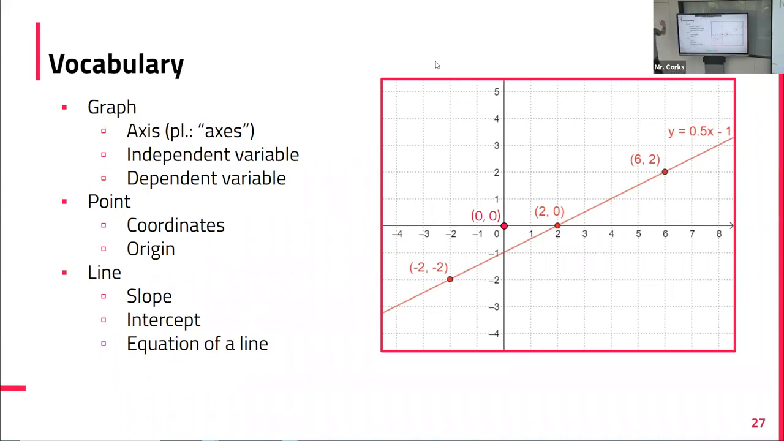What is an axis? The X and Y axis. So X axis here, Y axis here. The main lines: the X axis shows us all the places where Y is equal to 0, and the Y axis shows us all the places where X is equal to 0. X axis, Y axis. The plural version of this, just in case you need it, is axes.